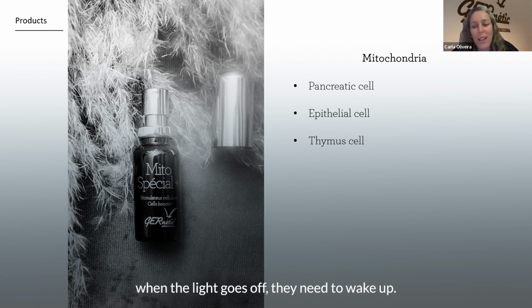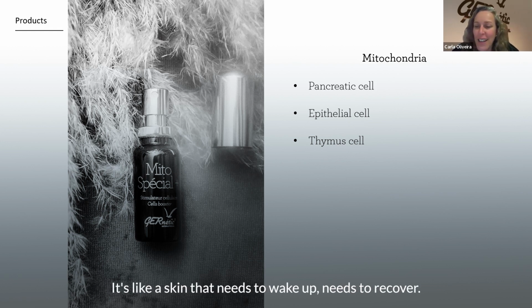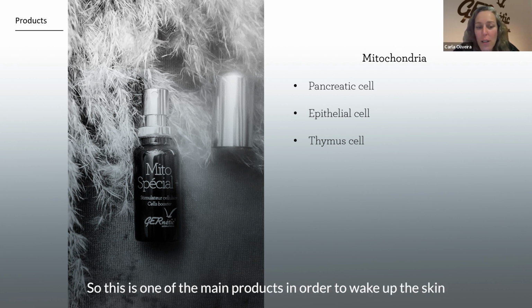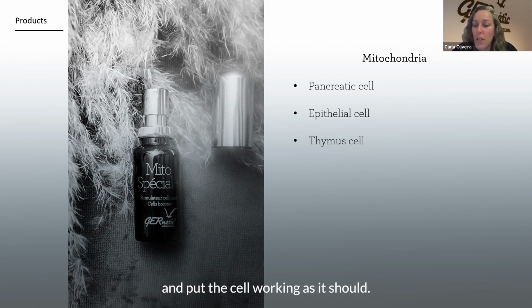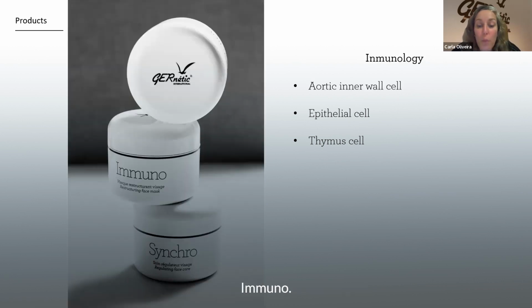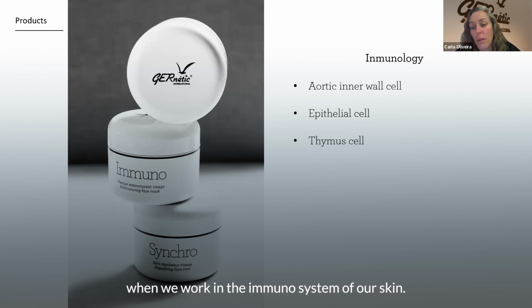When the light goes off, they need to wake up. It's like a skin that needs to wake up, needs to recover. So this is one of the main products in order to wake up the skin and put the cells working as they should. Immuno. Well, Immuno is a very important product when we work on the immune system of our skin.